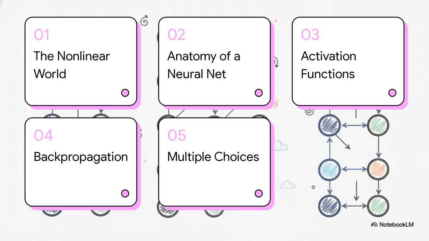Here's a quick look at our roadmap for today. 1. The nonlinear world. 2. The anatomy of a neural net. 3. Activation functions. 4. Learning with backpropagation. And 5. Making multiple choices.